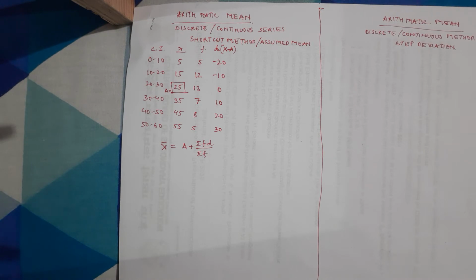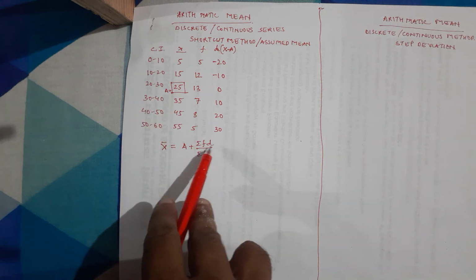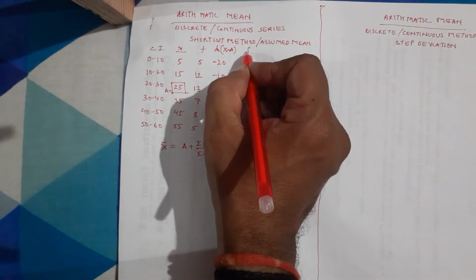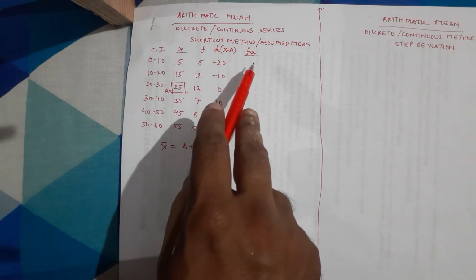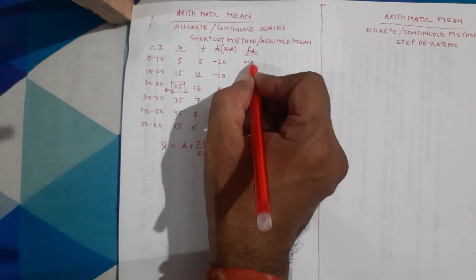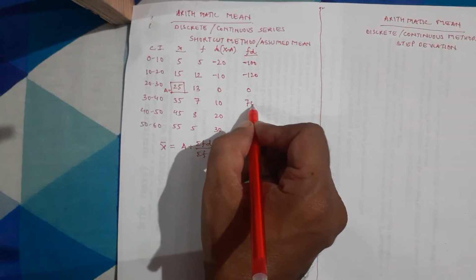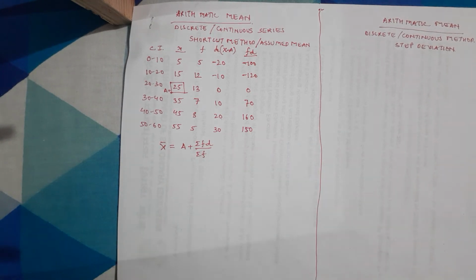Now we will move on to the formula. A we have got. Now we need summation fd. For summation fd we need one more column, that is of fd. Understood. Now for calculating this fd, what will we do? f into d. 20 into minus 5 is minus 100. Then minus 120, that is 0, 70, 160. This we have got fd.